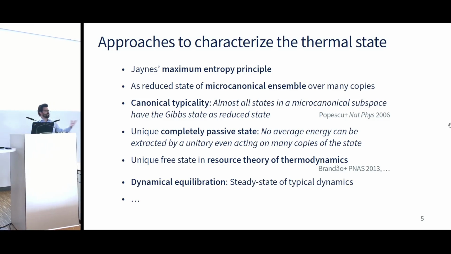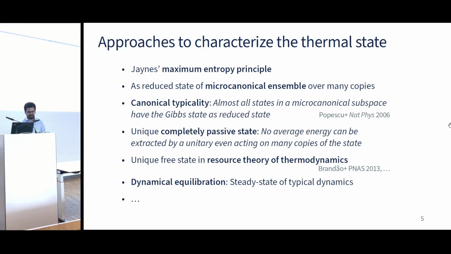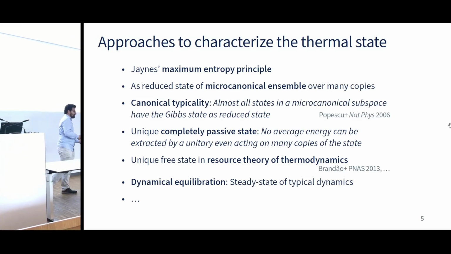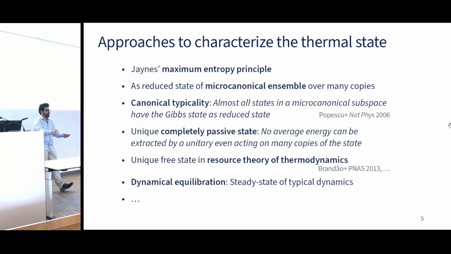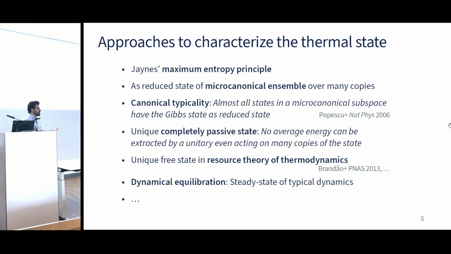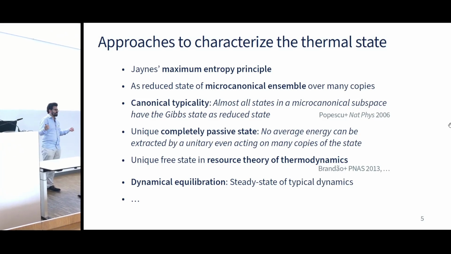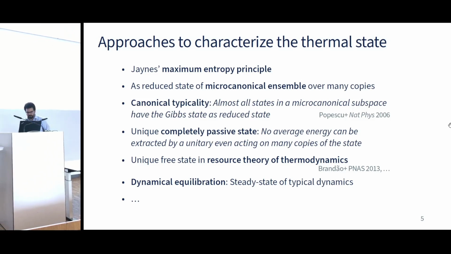We can think about passivity and say, well, what is the state from which we cannot extract any work, even if given multiple copies? We can frame this in the context of the resource theory of thermodynamics as well, and there it turns out that the thermal state is kind of the unique state that you can allow for free without trivializing your theory. And of course, one of our starting points was this dynamical equilibrium picture: well, the thermal state is the state that you're going to tend to, essentially, in some specific sense, when you evolve a sufficiently complex, sufficiently ergodic or thermalizing system in time.